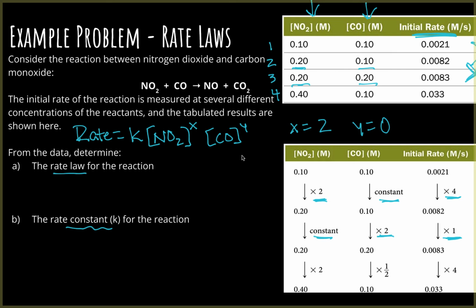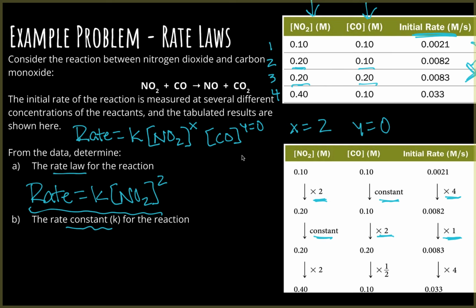So then by knowing this, I would rewrite this as rate equals K NO2 to the X, which is 2, CO to the Y, which is 0. So if this is CO to the 0, that equals 1. So that means the CO is not going to be included in the rate. So the rate law for this reaction would be rate equals K NO2 to the second.